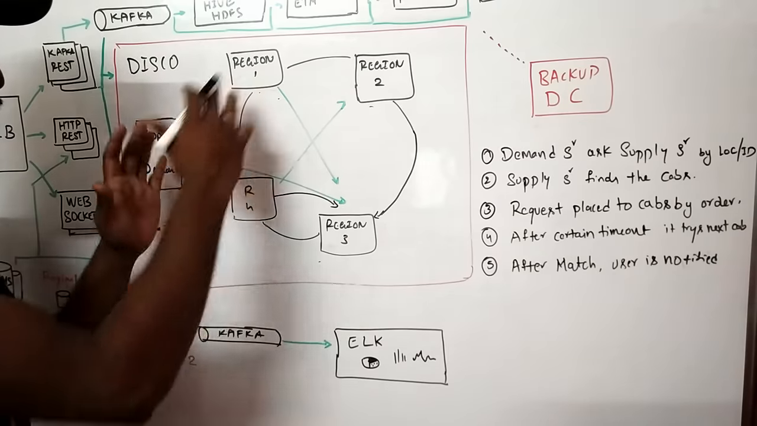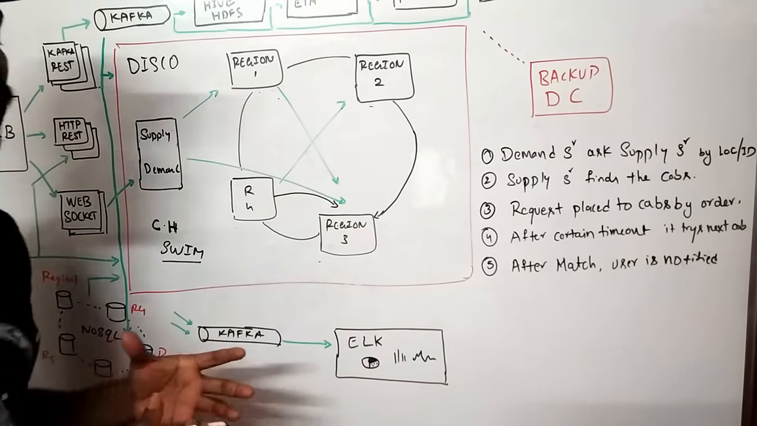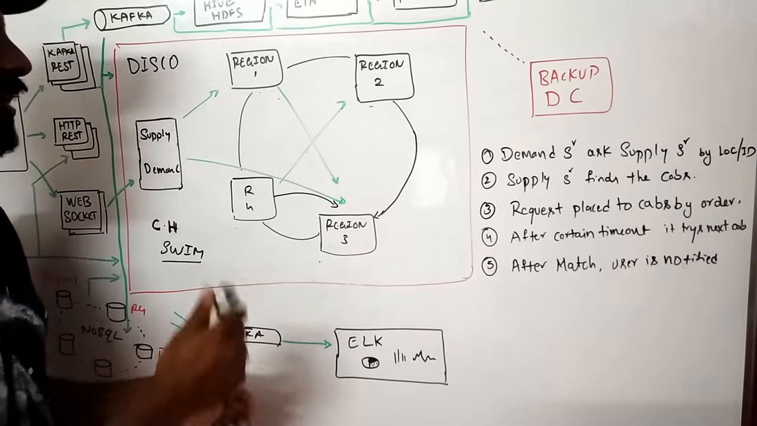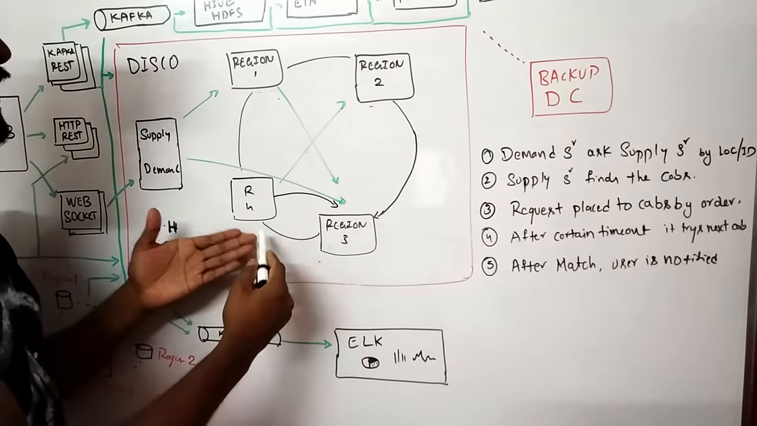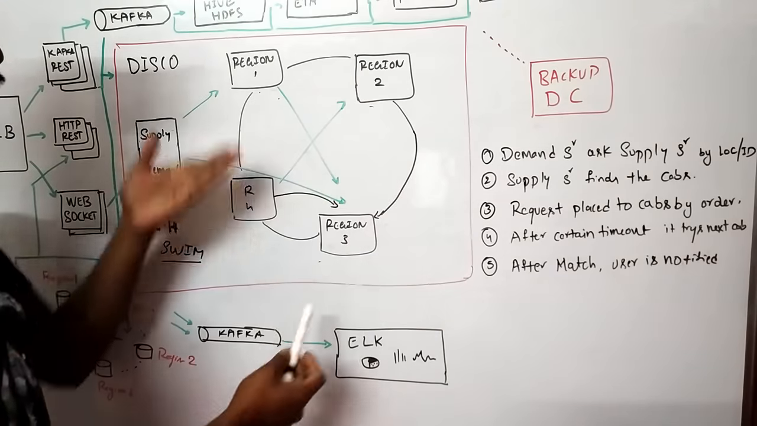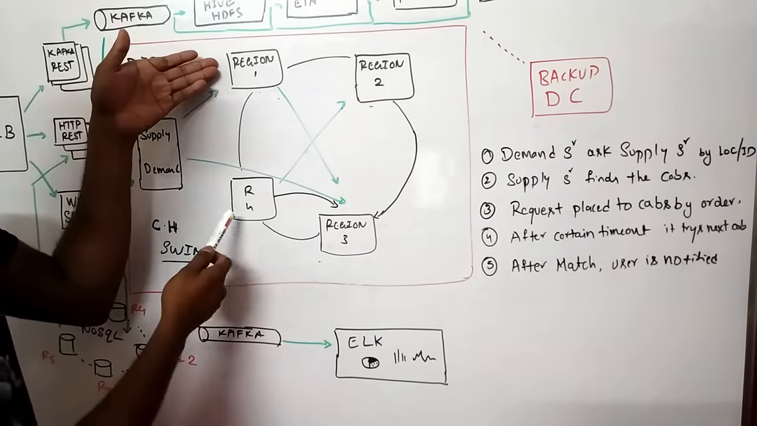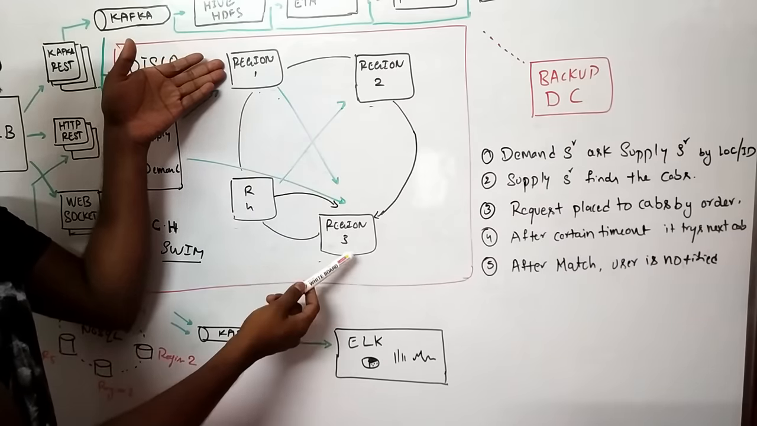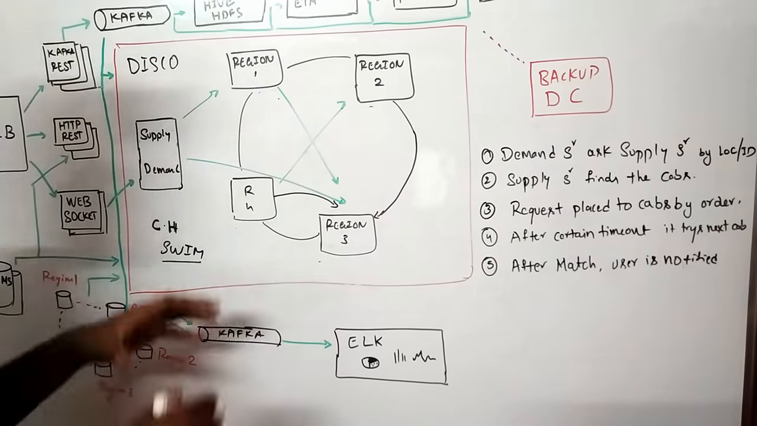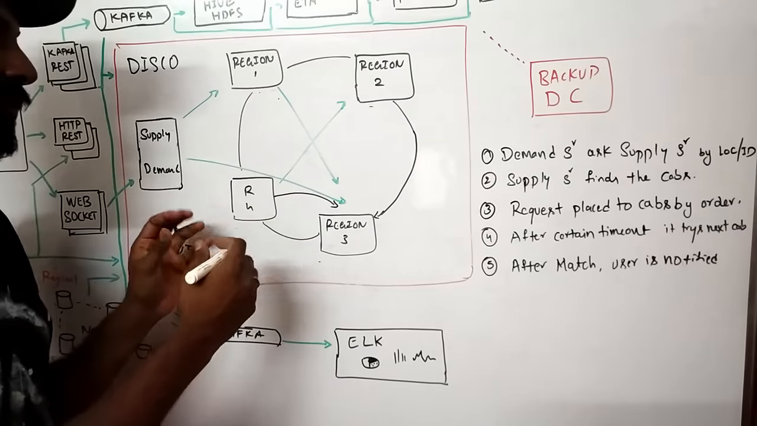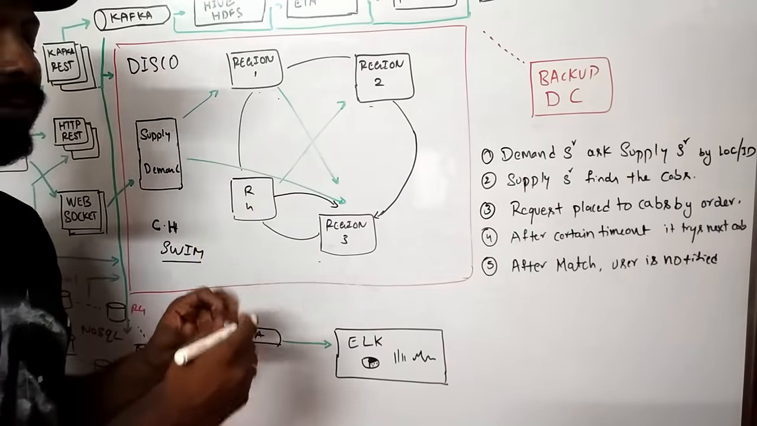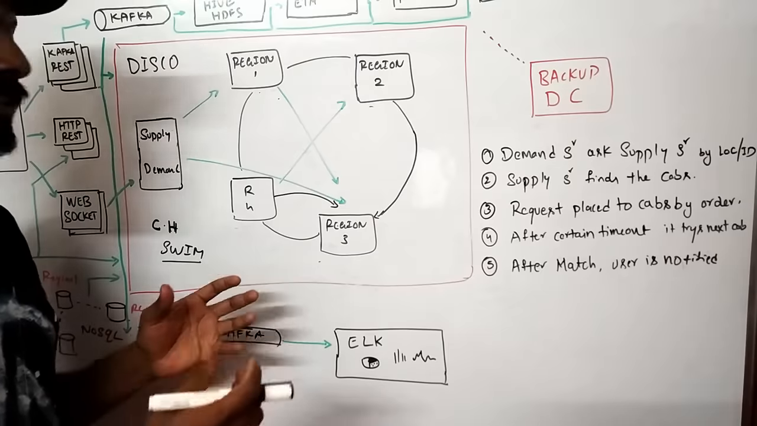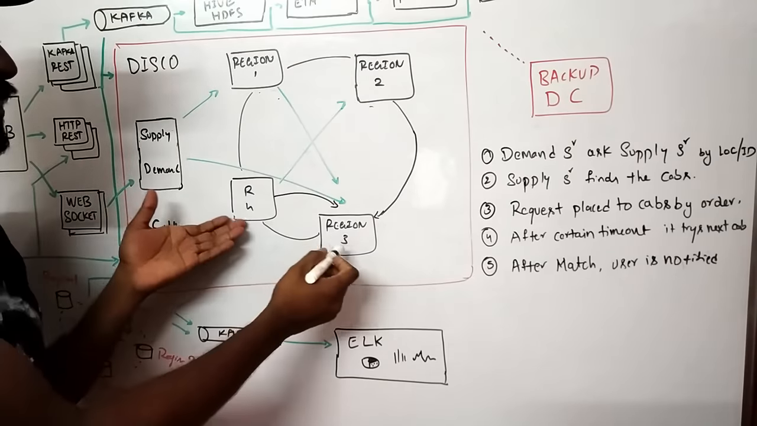Along with this, it also uses something called the SWIM protocol, that is a gossip protocol, which helps every server know the other servers' responsibilities. For example, this server knows what the responsibility of this server is and what the responsibility of this server is. Every server has a specific responsibility. Even though they all do the same work, the responsibility to compute for a specific location is assigned to each and every server.